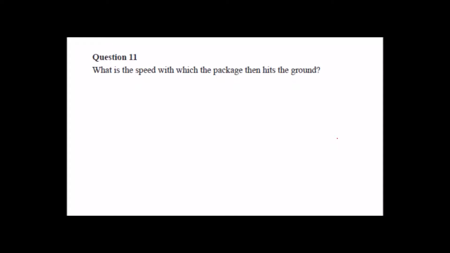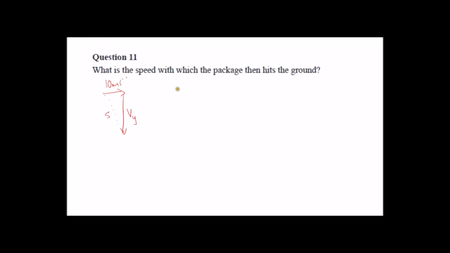Okay, what is the speed with which the package then hits the ground? So this is now where we need to start to think about vectors. Now we know that it is traveling at 10 meters per second in that direction, and we need to think about what it is traveling in the y direction in order to work out the total speed, which is the hypotenuse of those two vectors.